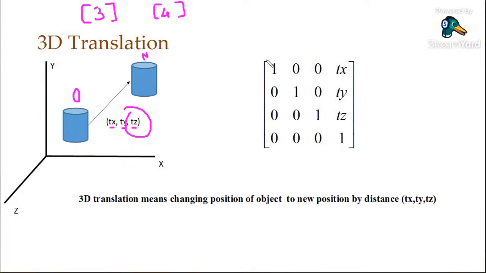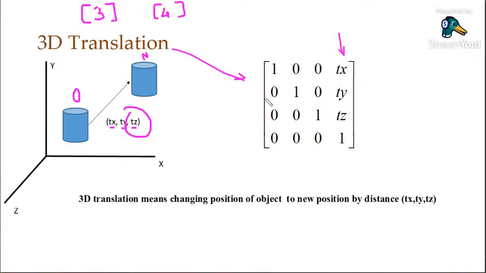Now what is the change? As this becomes 4 by 4, your last column will have parameters like tx, ty, tz. So 1 0 0 tx, 0 1 0 ty, 0 0 1 tz, and 0 0 0 1. So this is the matrix for 3D translation.